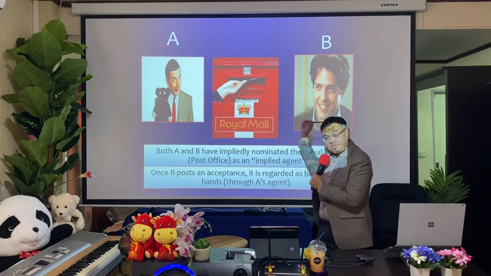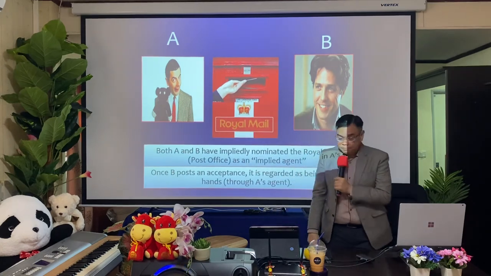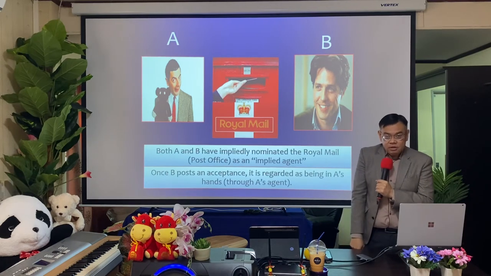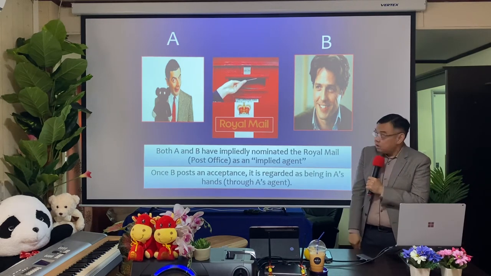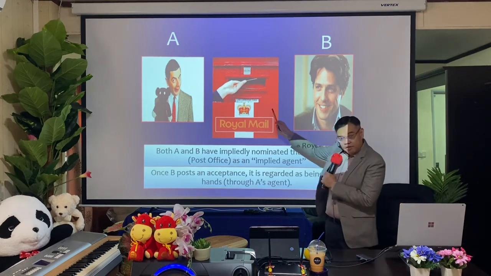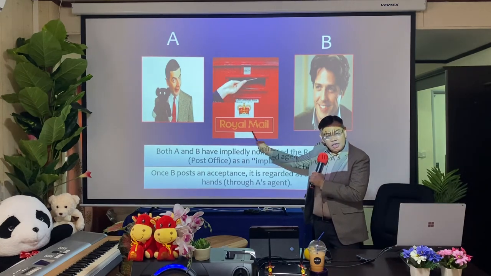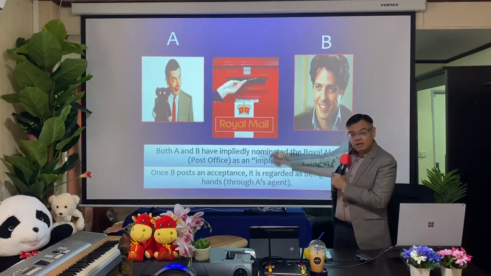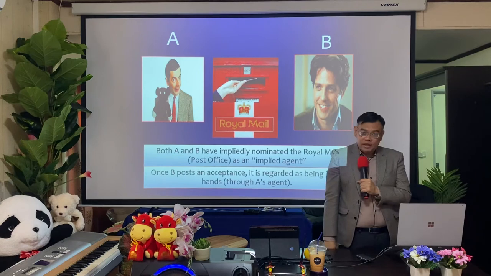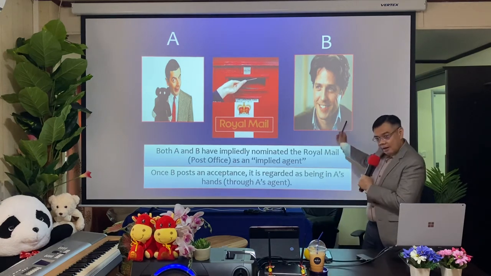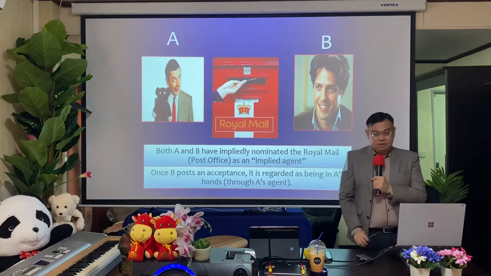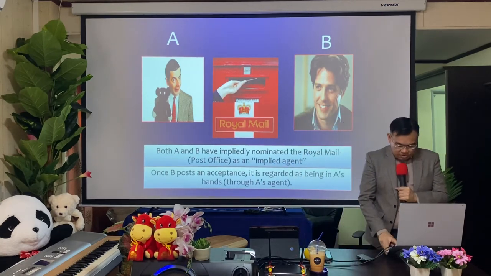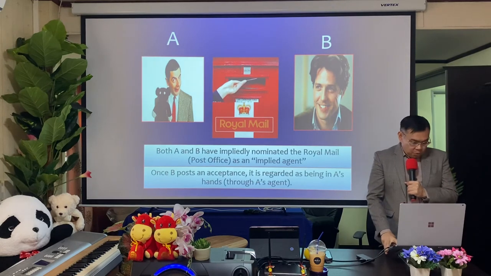if B is sued by A in this case, of course B suffers some injury, B will have to have recourse against a person liable. B may sue the post office if the loss of this letter is due to the fault of the post office, or if the loss of this letter is due to the fault of somebody else, then B will have to have recourse against that person, not against A. So this is the rationale behind English law.